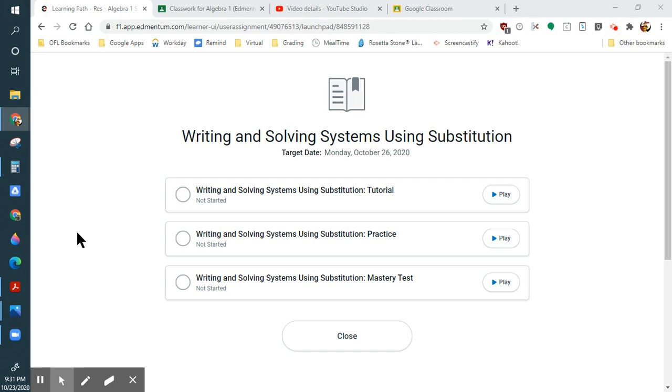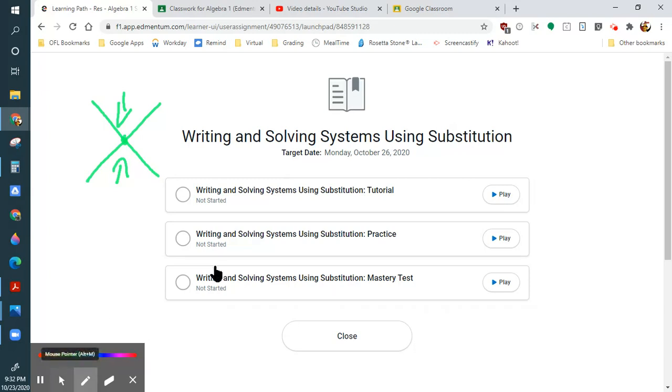Okay, so let's get started on writing and solving systems of equations using substitution. So as I mentioned before, there's three ways to solve a system of equations. The easiest one that we went over last time was just graphing them and solving it, literally just finding where they touch each other. The other way is known as substitution. So we're going to go over that in this lesson.